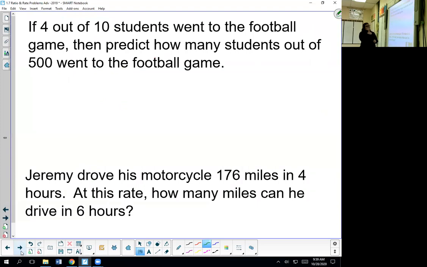Okay. All right, let's look at a couple more here. So if 4 out of 10 students went to a football game, then predict how many students out of 500 went to the football game. Again, these are like the same thing. I got 4 went to the football game out of 10 students.